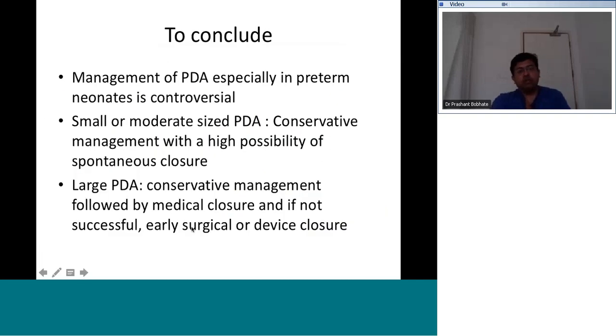To conclude, management of PDA, especially in preterm neonates, is controversial. Small or moderate size PDA, conservative management with high possibility of spontaneous closure. Large PDA, we should always manage conservatively prior to going for medical closure, and if even after 2 doses of medical closure it does not close, early surgical or device closure should be considered. Thank you.